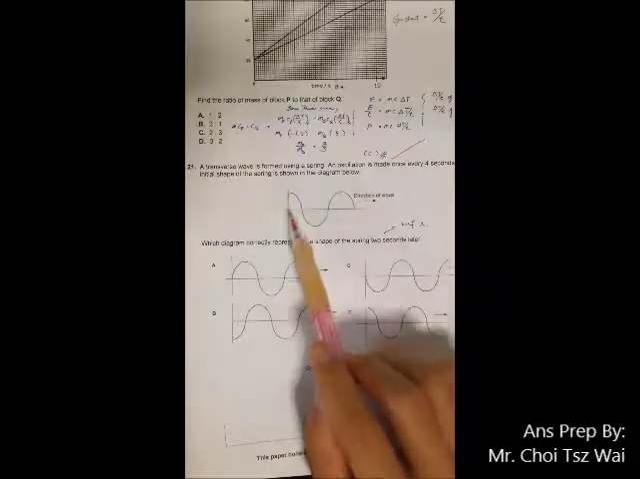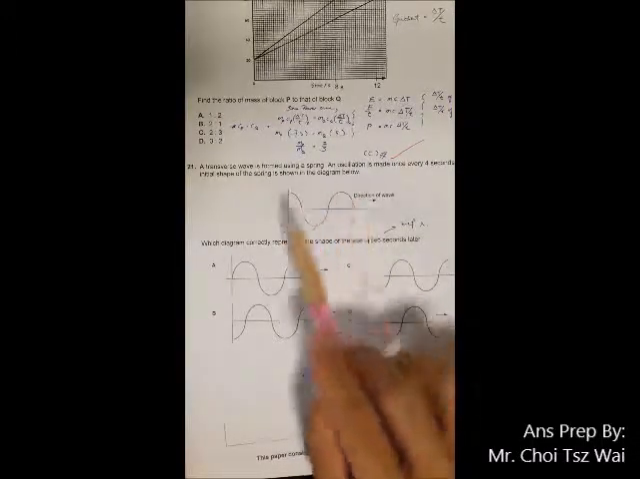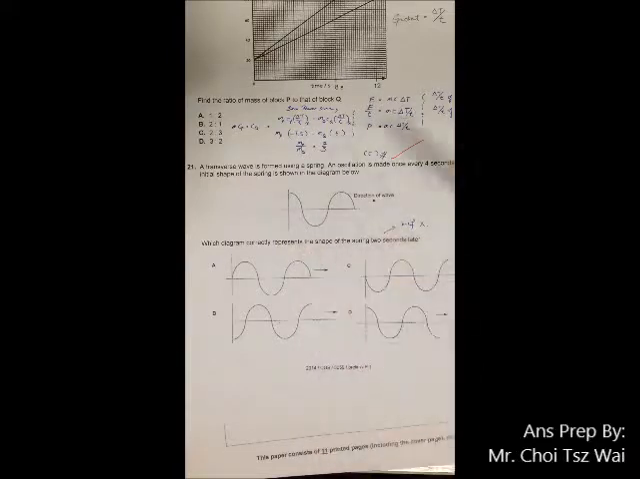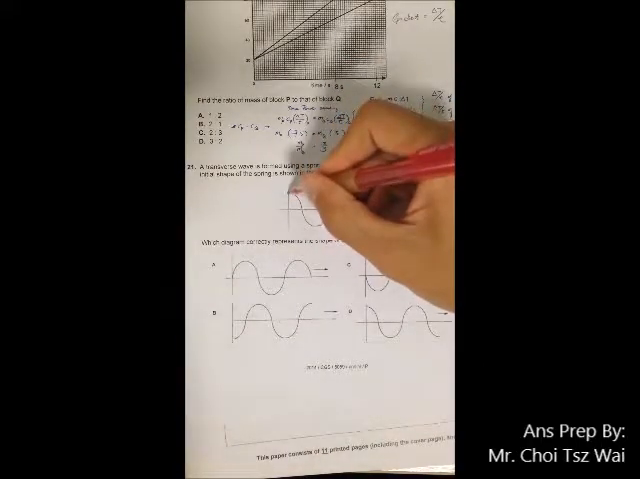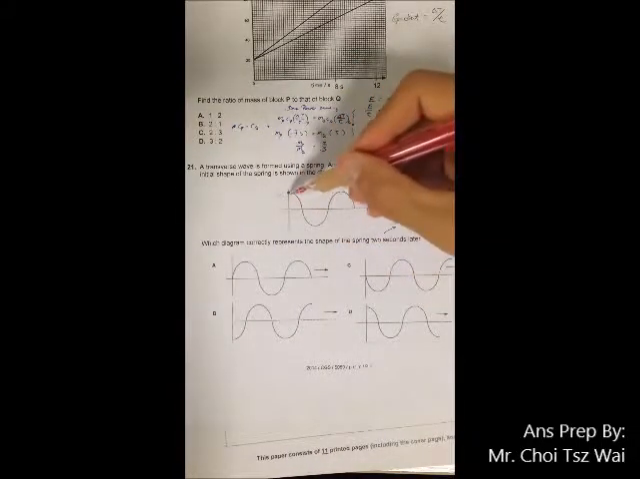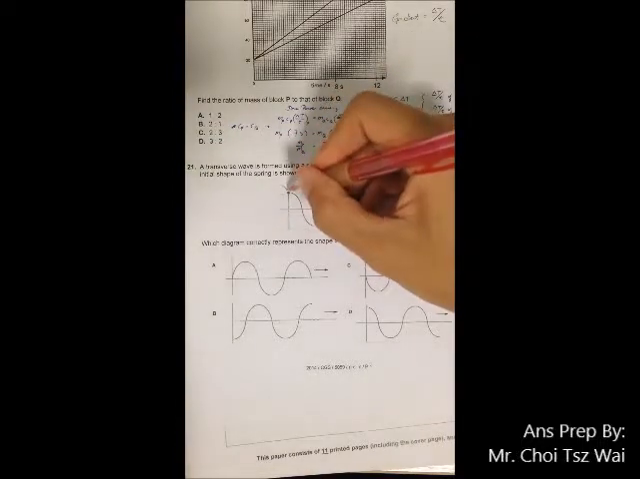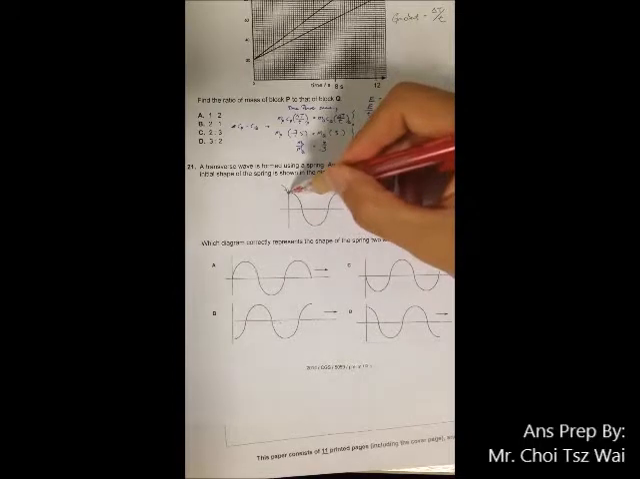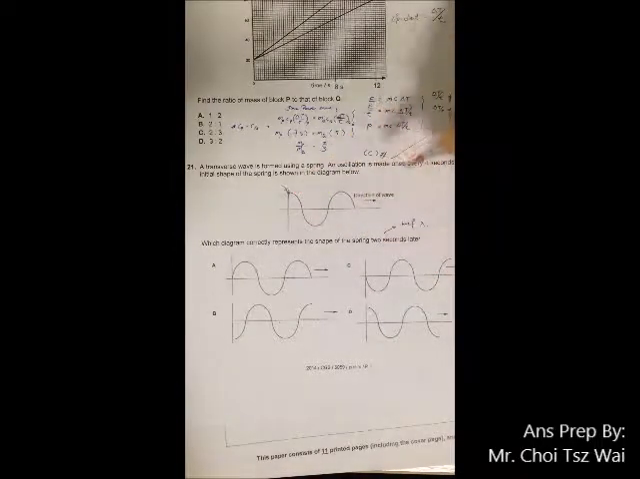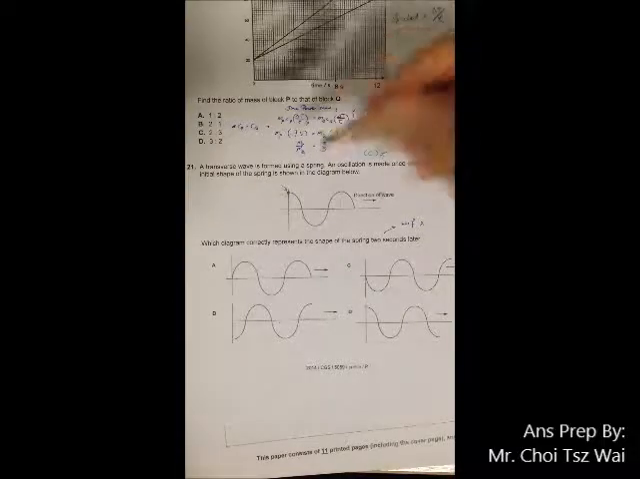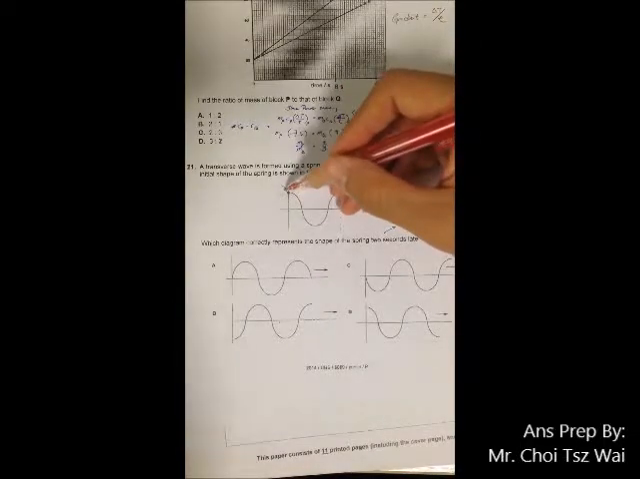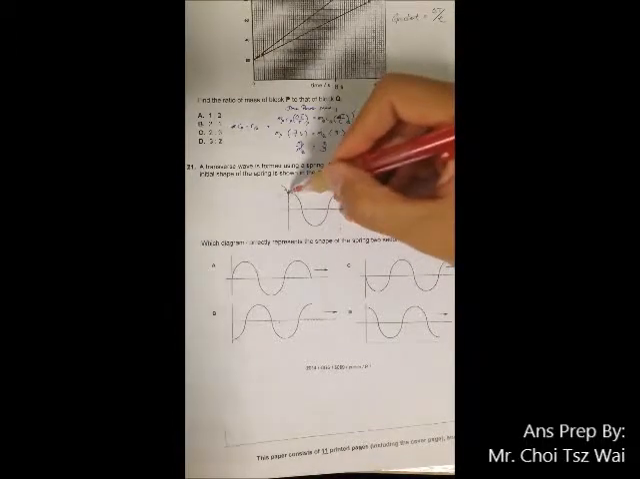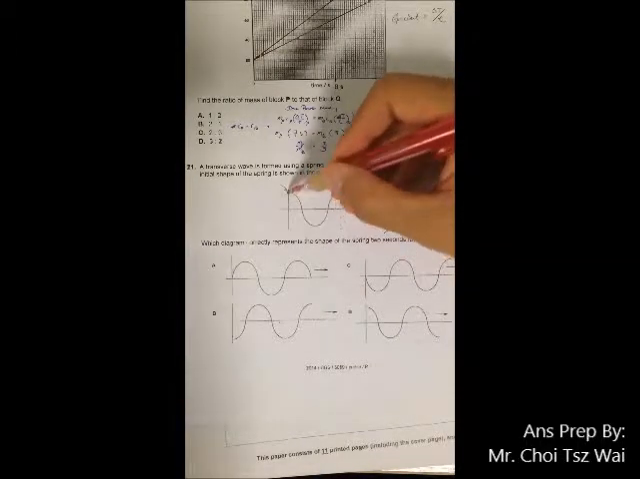right? So if you look at this diagram, this is the initial wave. So if I take the starting point here, this is my starting point. Basically, 2 seconds later, this starting point would have moved half a wavelength away. But of course, you need to take note that the particles at this point are actually oscillating up and down. They don't move left and right.